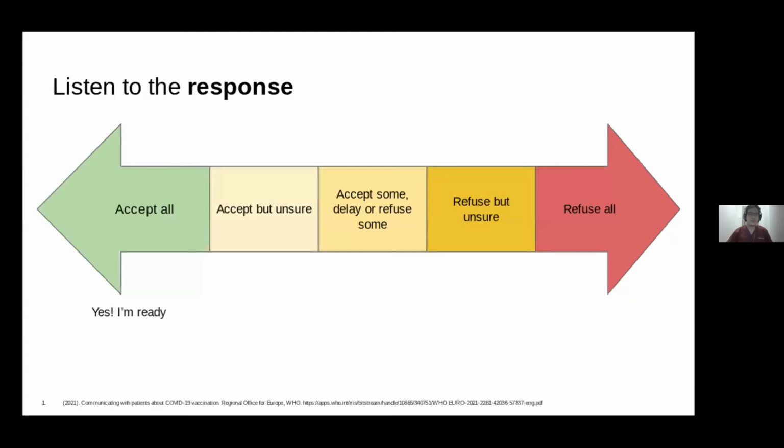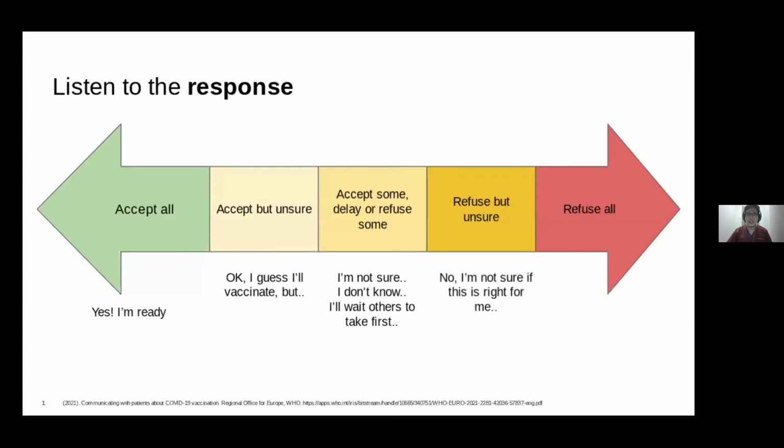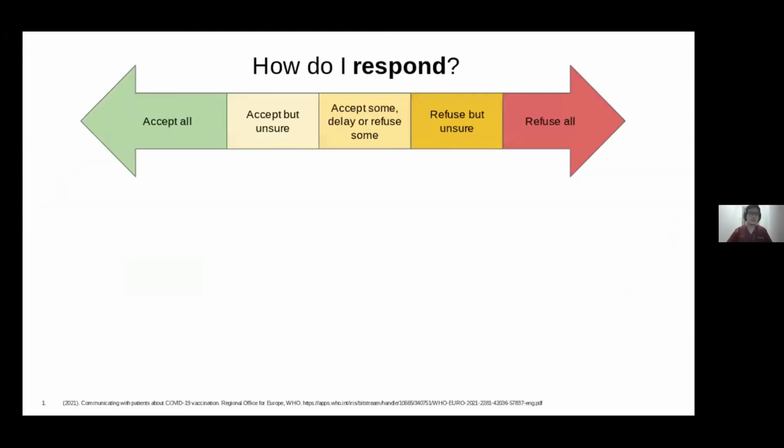Those who accept all will probably say, yes, I'm ready. Those who accept but unsure will say, I guess I'll vaccinate, but a bit hesitant there. Those who are fence-sitters will say, I'm not sure, I don't know, probably I'll just let others take first. Those who refuse but still unsure why they refuse will say that. And those who refuse all will say, vaccines are very dangerous and I will never get vaccinated. So there are different approaches to all the groups.